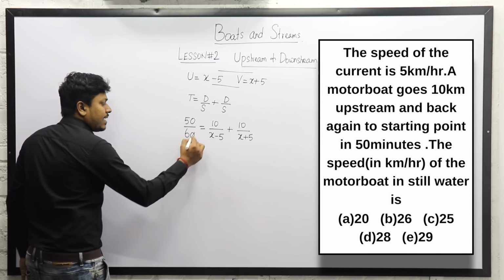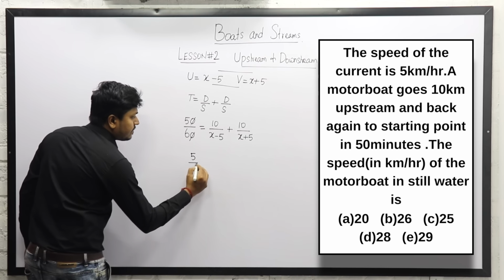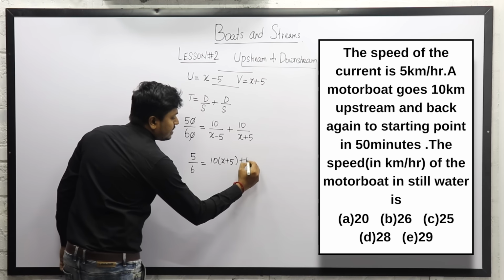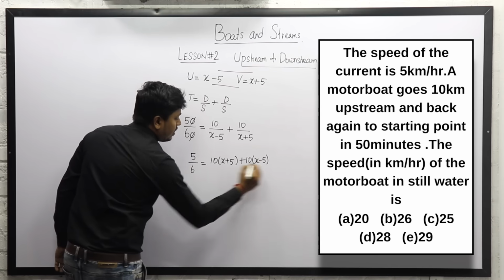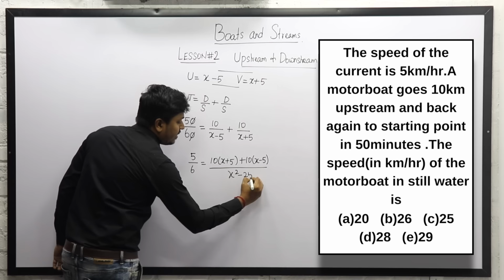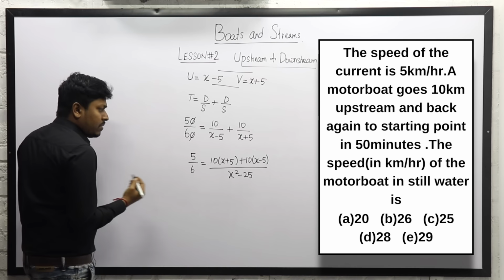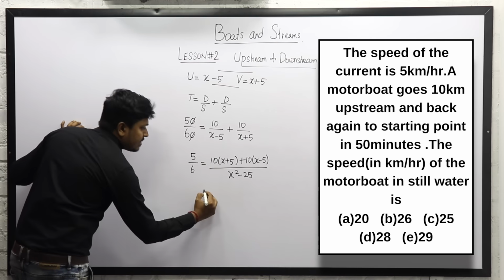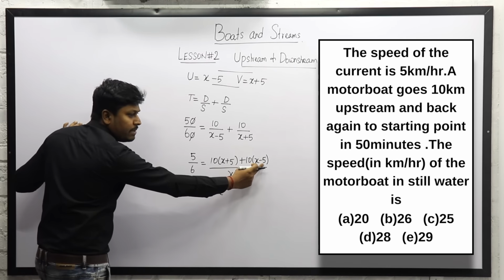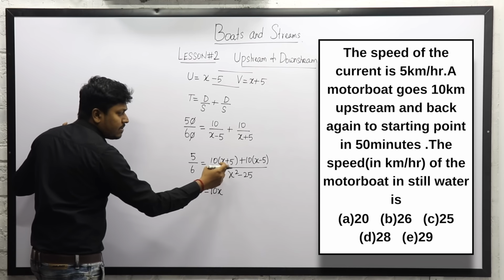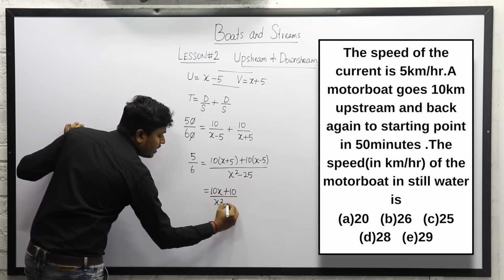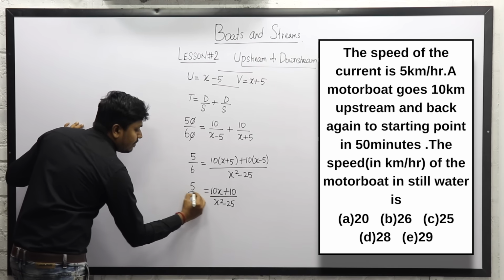Just see here, we can cancel in the normal method. So 5 by 6, this will be 10 into x plus 5, plus 10 into x minus 5, divided by a square minus b square, that is x square minus 25. We need to solve it. So this will be 10x. 10 into 5 will be 50, and here 10 into 5 will be 50. Minus 50 plus 50, both values will be cancelled. So the remaining will be another 10x divided by x square minus 25, which equals 5 by 6.